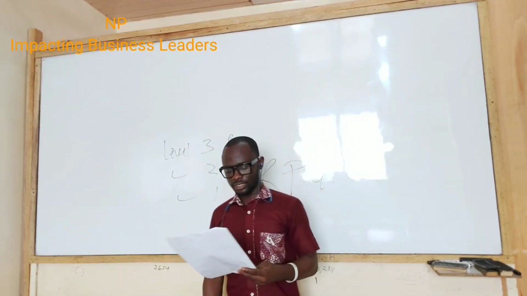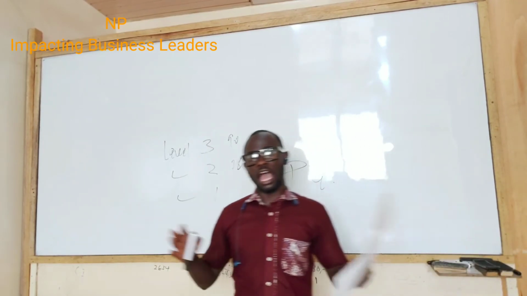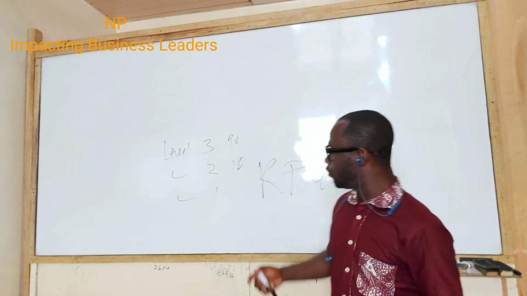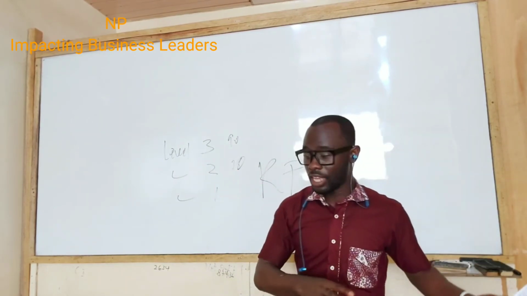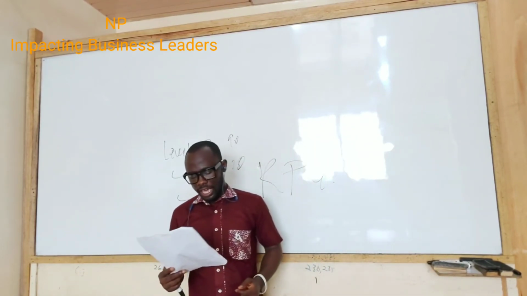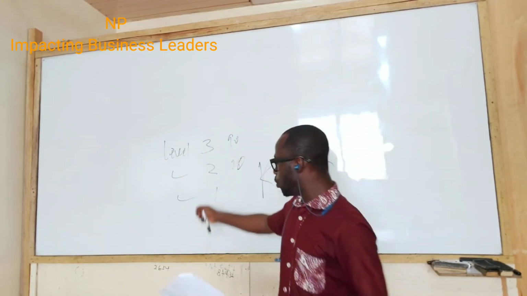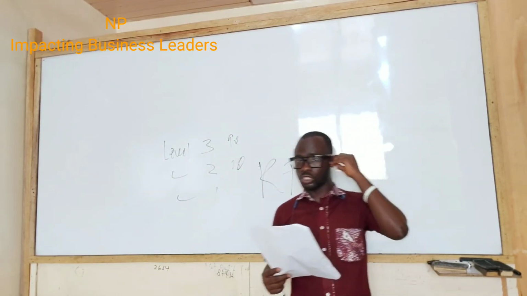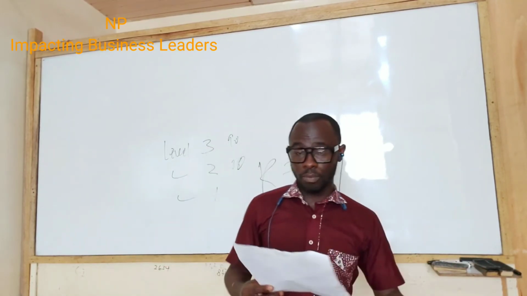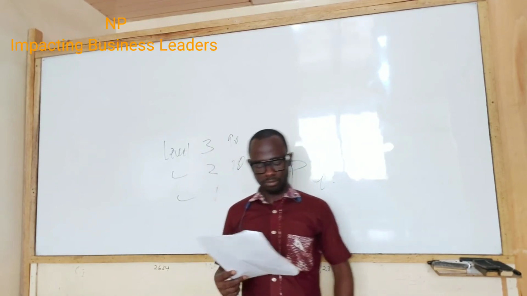IPSAS 36, Investment in Associates and Joint Ventures. That is based on IAS 28, Investment in Associates, and that is a level 2, so a working knowledge and a broader understanding. IPSAS 37, Joint Arrangements. That is a level 1 standard, so you just need a basic knowledge and a basic understanding of it, but it is based on IFRS 11, Joint Arrangements.